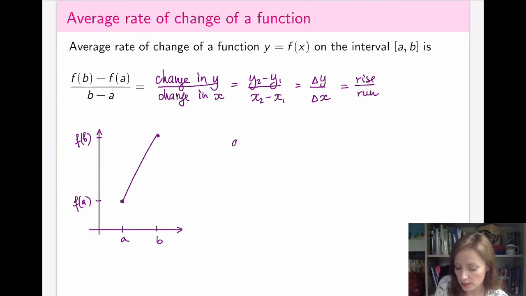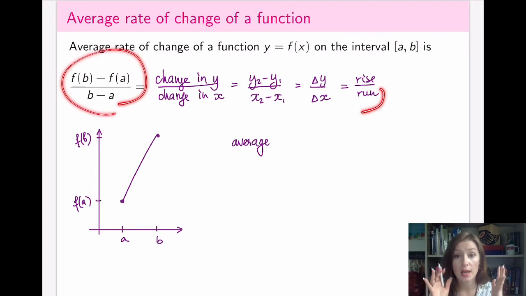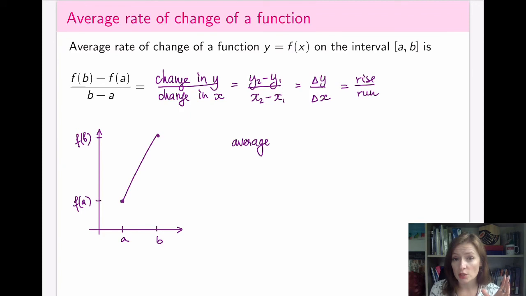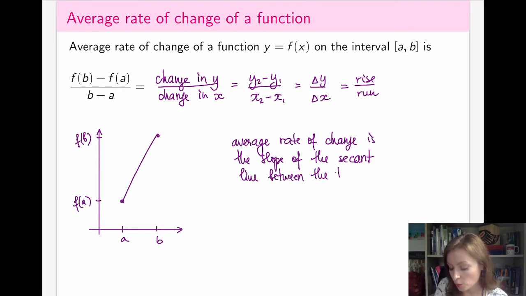So this is a key relationship between what an average is analytically, which means that you were actually computing it as a number, and what it is on the graph, graphically. Average rate of change is the same as the slope of the secant line between the 2 points. Okay, so let's write that down. Average rate of change is the slope of the secant line between the 2 points. The 2 points that you actually chose, right?